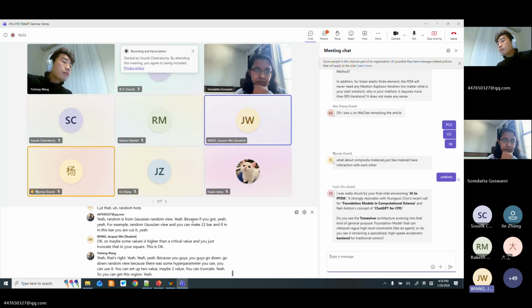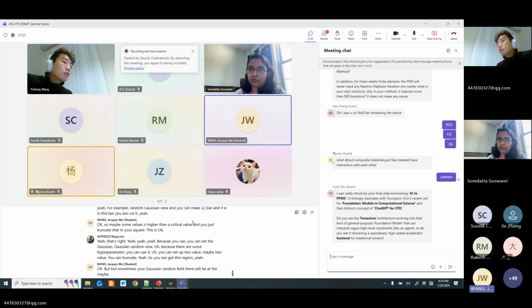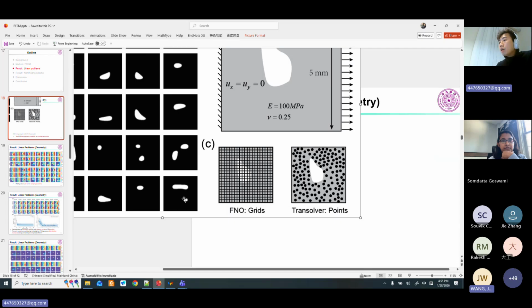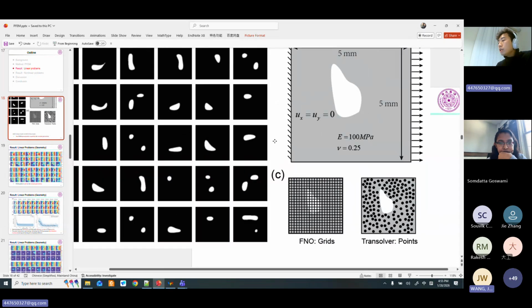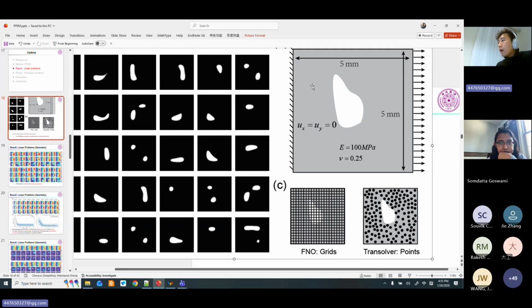But sometimes your Gaussian random field will put a hole at the edge of your square, so you should manually select them. I know your meaning. For example, I don't want the hole near the boundary. Maybe the domain is 5 by 5, so I only sample the Gaussian field in a 4 by 4 region. So the hole is only inside. Yeah, it's clever.